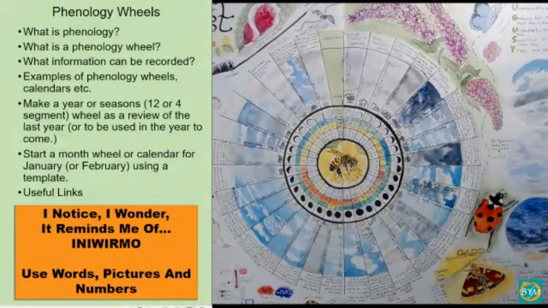Okay, so this week, we are going to be looking at phenology wheels. We're going to first of all think, what is a phenology wheel? What do we want to record on one? Have a look at some examples, and then we're going to have a go at starting off or making some to use during the year. We're also going to make one that we can use as a review of the past year as well, because that's quite fun to do.